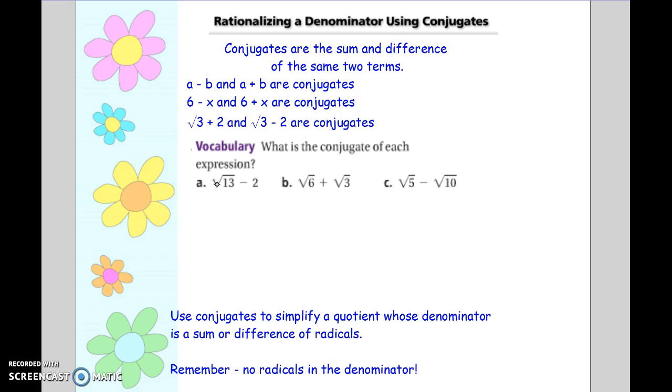We may have gone over this already, but just in case. The conjugate of this one, for example, would be the same exact thing, but with a plus instead of a minus. So it'd be square root of 13 plus 2. Conjugate of this, same exact thing, but with a minus instead of a plus. Square root of 6 minus square root of 3. And the conjugate of this, same exact thing, but with a plus instead of a minus.